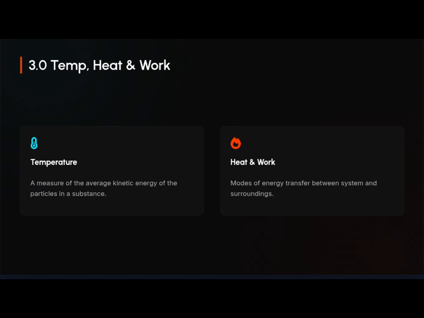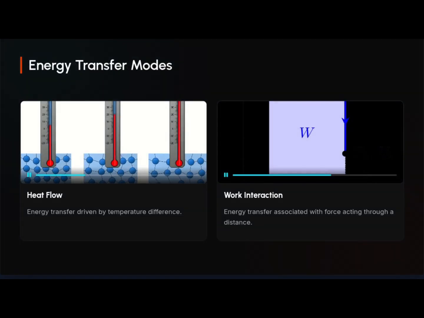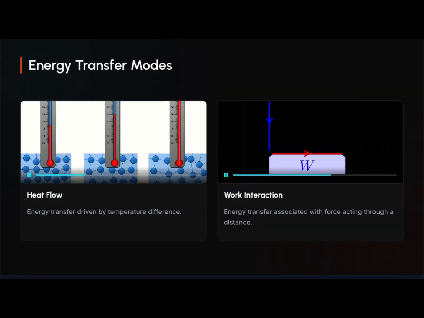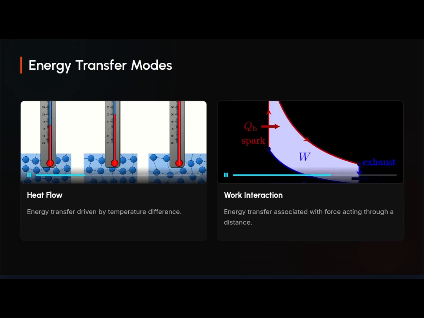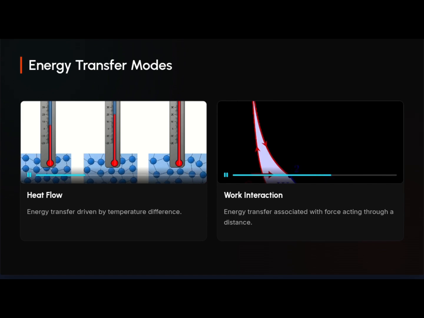Moving ahead, temperature, heat and work. Temperature measures the average kinetic energy of particles within a substance. Heat and work are the modes of energy transfer that occur between a system and its surroundings. Energy transfers in two primary modes. Heat flow, energy transfer driven strictly by a temperature difference. Work interaction, energy transfer associated with a force acting through a distance, such as a moving piston or shaft rotation in a cyclic system.